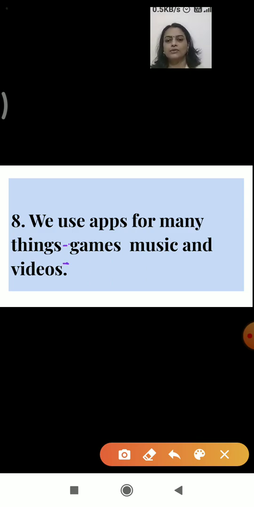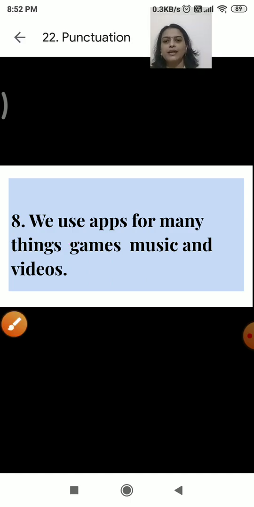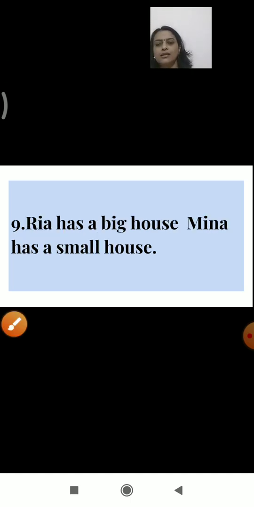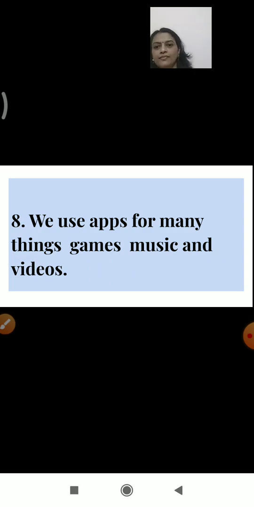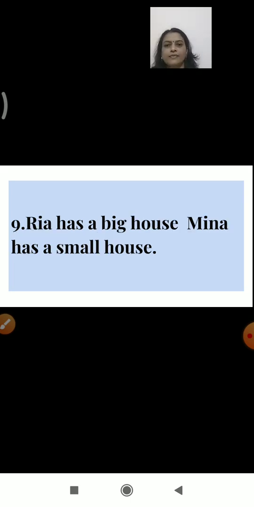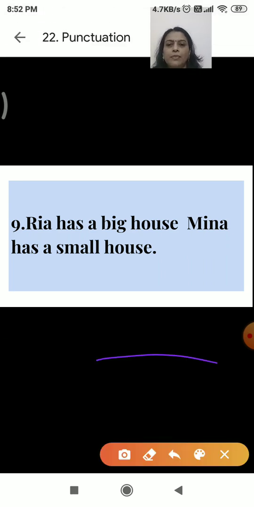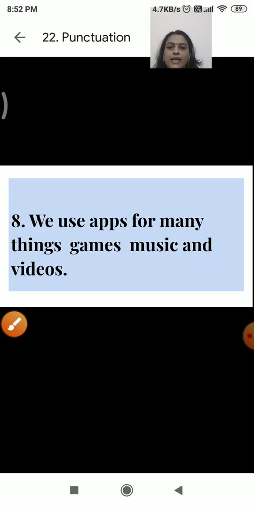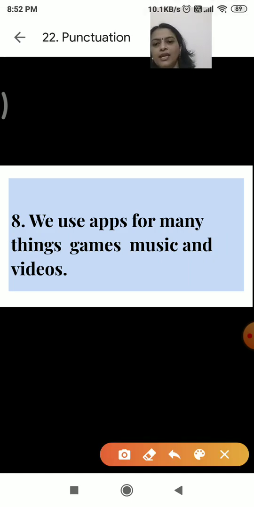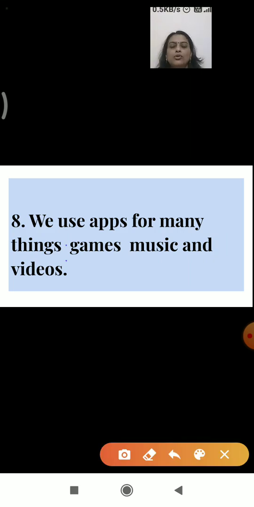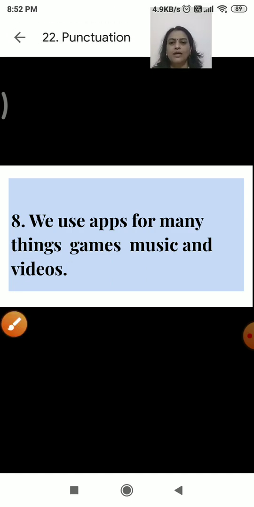Okay, oh, it is not coming properly. Let me try again. Let me switch on the brush first. That is why it's not coming. Okay, so here are the two dots, that is the colon. Games. After games again you will have the comma, music and videos. Clear? Okay, now again the next one.